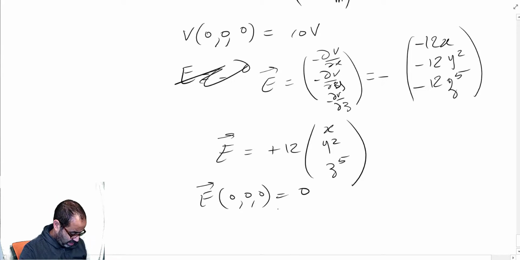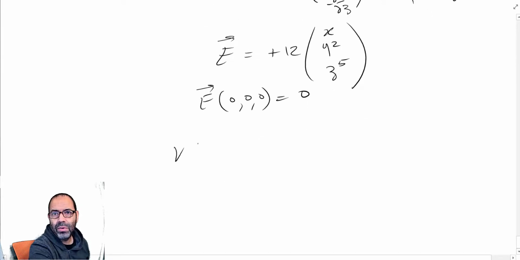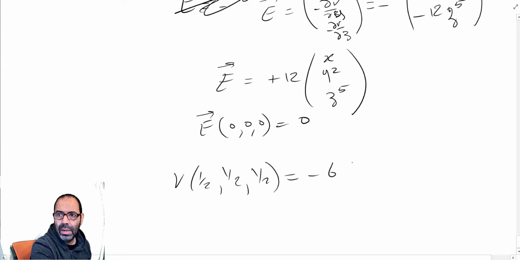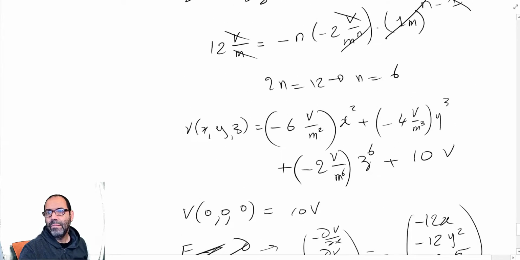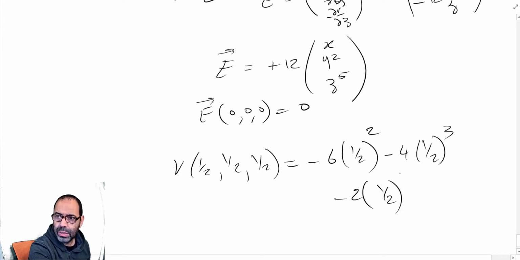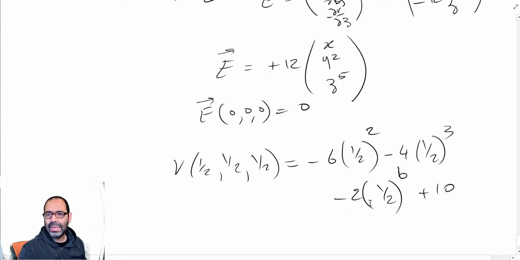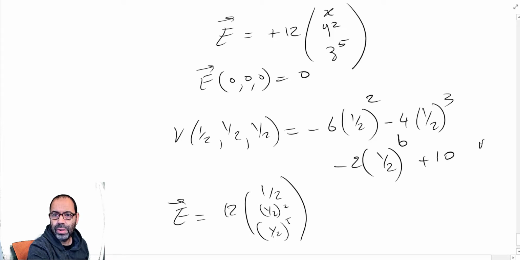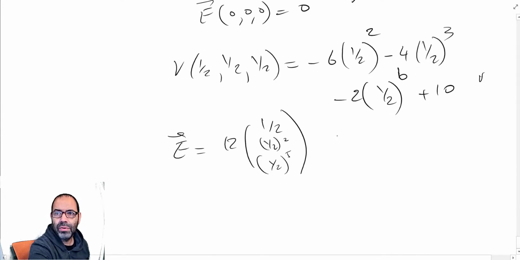Now they want to find V at the point half, half, half. I'm going to leave this algebra for you to go into this expression and sub half everywhere. Basically it's a negative number, 6 times 1/2 squared minus 4 times 1/2 cubed minus 2 times 1/2 to the power 6, plus 10. We add up all of these numbers and find the answer in volts. The electric field is equal to 12 times half, half squared, and half to the power 5, or 1 over 32. Don't forget the units, volt over meter.